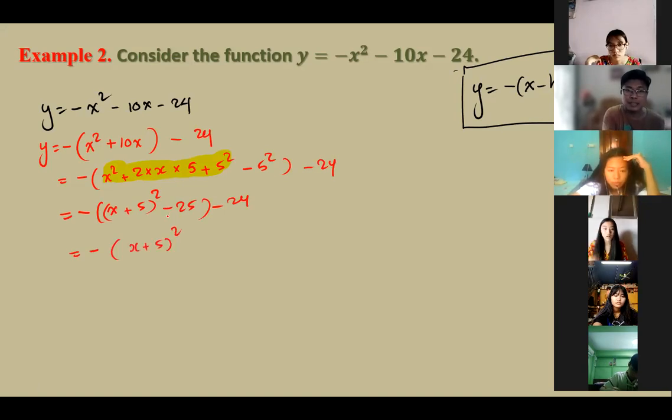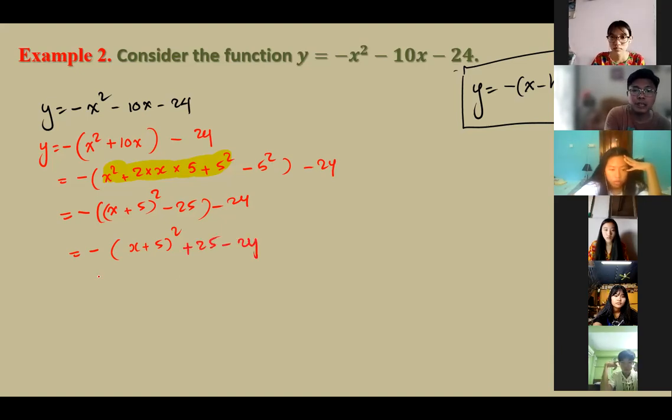Here the known value is positive 25 and the negative is 24, so we get minus (x plus 5) the whole square plus 1.